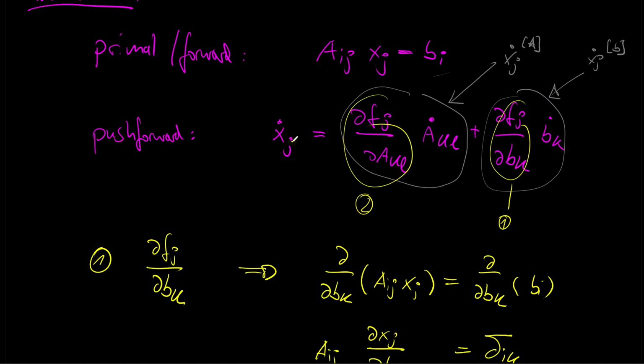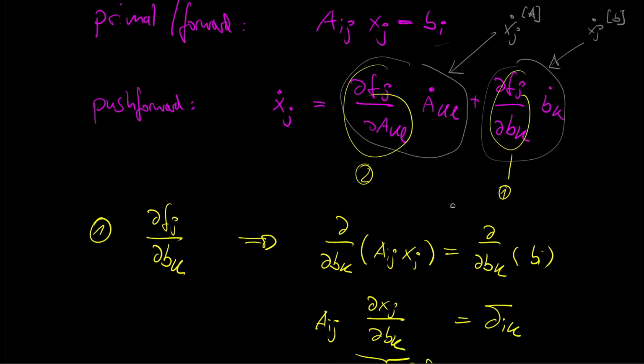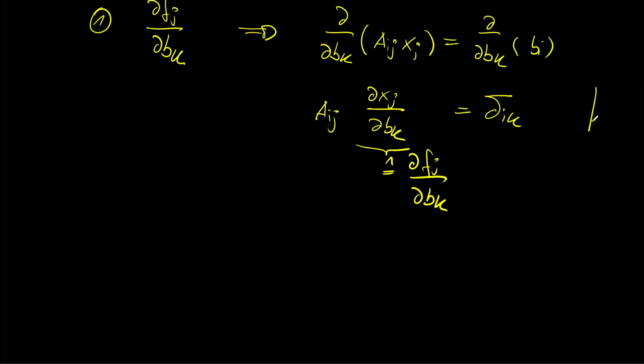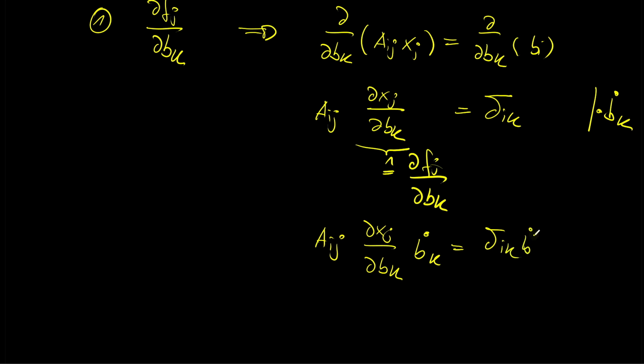But in essence, for the push-forward rule, we are not interested in just the Jacobian, but the Jacobian being right multiplied with the tangent vector. Therefore, we also call it the Jacobian-vector product. And we can find the contribution to it, the xj dot contribution from b, in that we right multiply this equation with dot bk. Then we get aij, then this quantity either written with the f or with the x. Let's keep the x here and say derivative of xj with respect to bk multiplied with dot bk is equal to delta ik times dot bk.